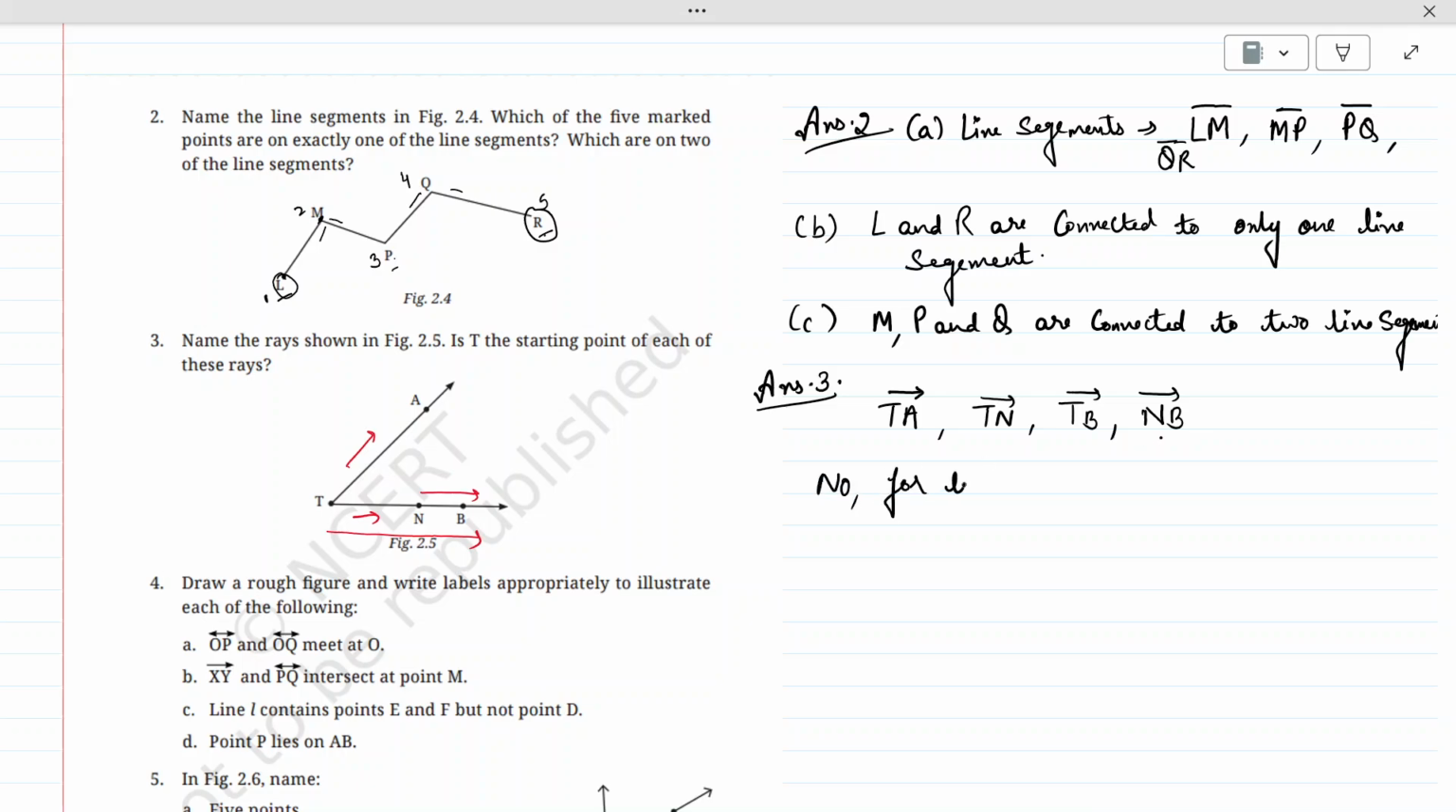For the ray NB, N is the starting point. Okay, N is the starting point here.